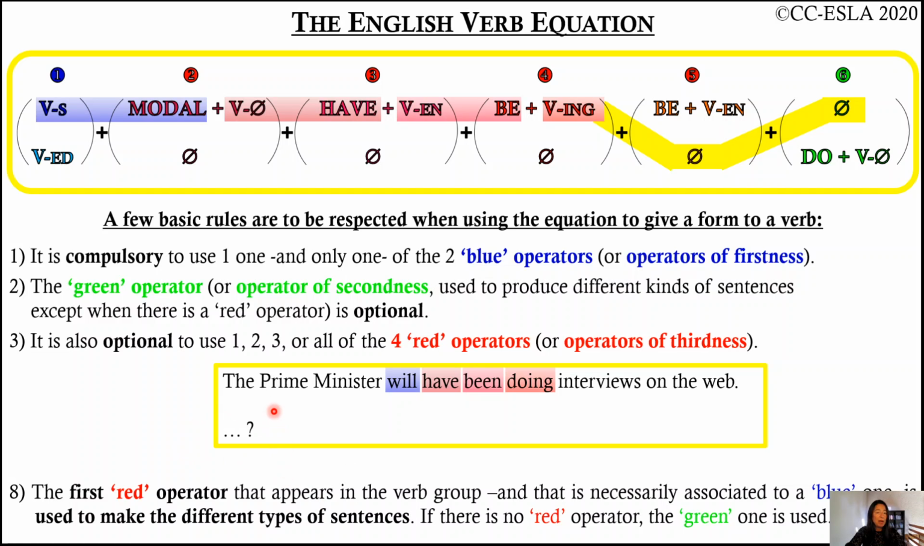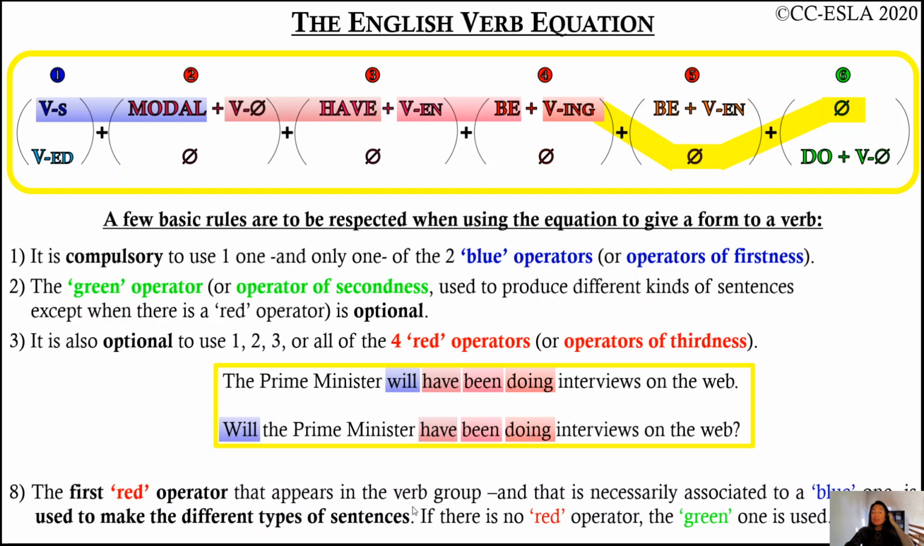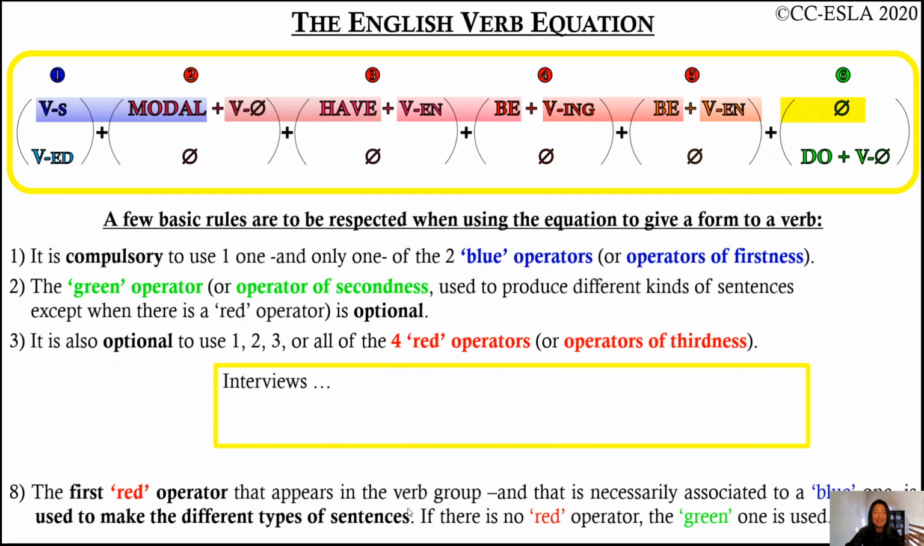How about the positive interrogative sentence? Will the Prime Minister have been doing interviews on the web? Okay, we're now reaching the most complex kind of verb forms that can be found in English. Let's add the passive voice to our formula here.